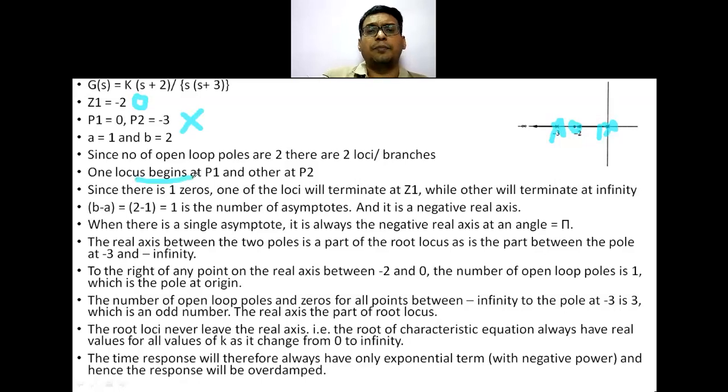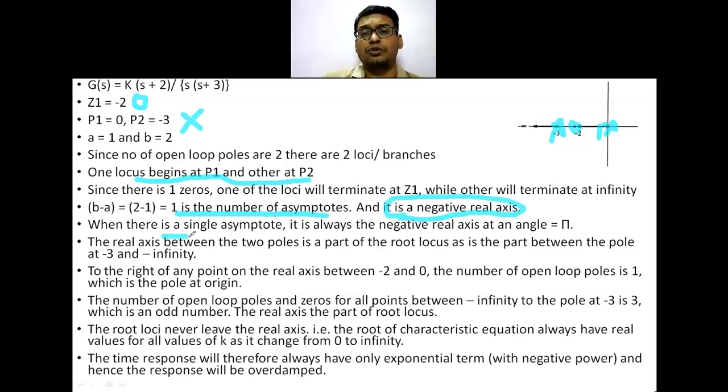So the locus begins at P1 and the other at P2. So two branches will be there and both will start from 0 and minus 3. Now since there is one zero, one of the loci will terminate at Z1 while the other will terminate at infinity following the asymptotic line. So B minus A, which is equal to 1, is the number of asymptotes or asymptotic lines that will be generated, and it is along the negative real axis.